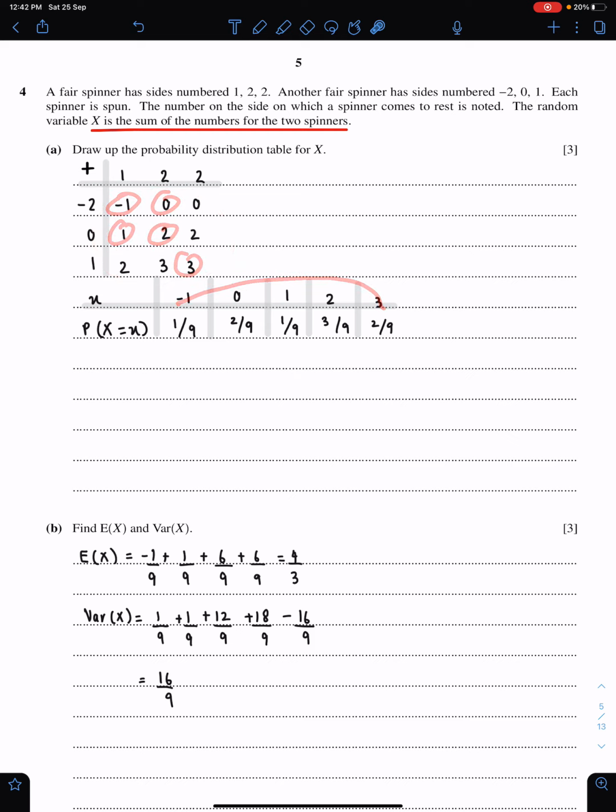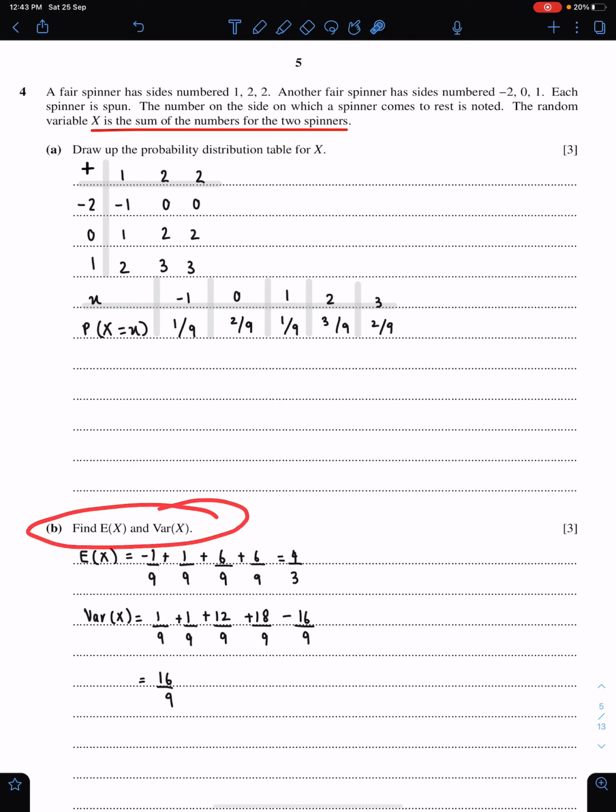These values are here. And the probability of -1 is 1 upon 9 because we have 9 numbers, and the probability of 0 is 2 upon 9, the probability of 2 is 3 upon 9, 1 is 1 upon 9, and 3 is 2 upon 9. So this is the way to construct the probability distribution table for this situation.